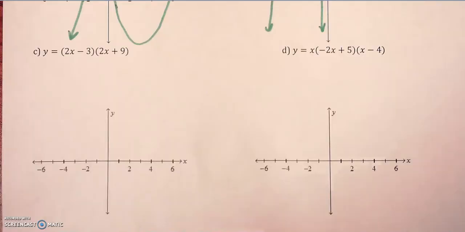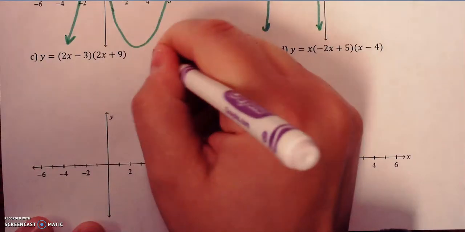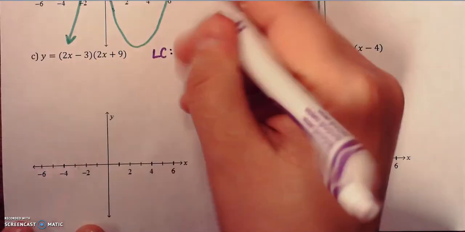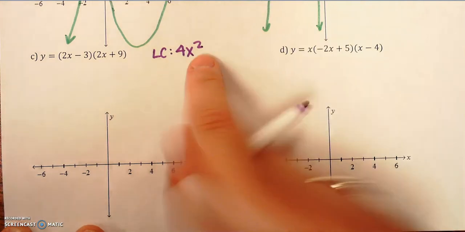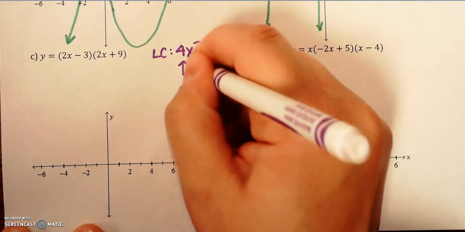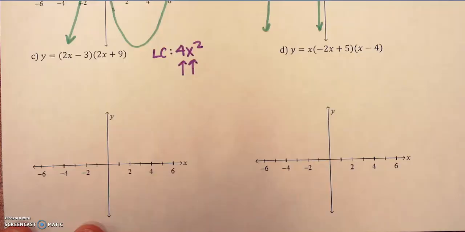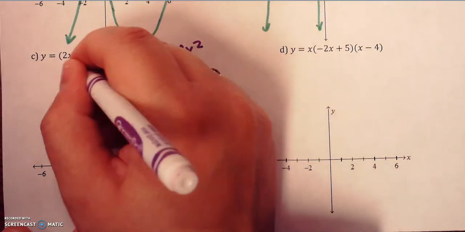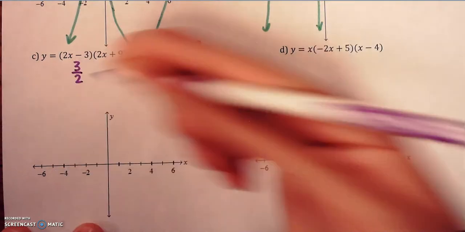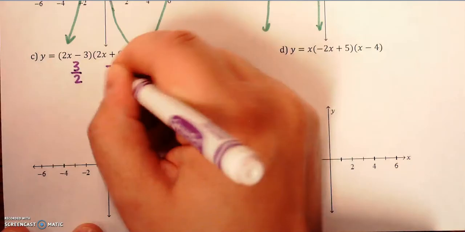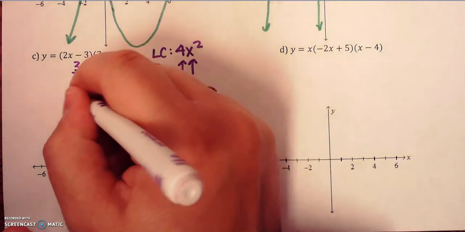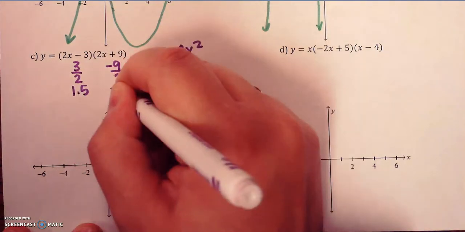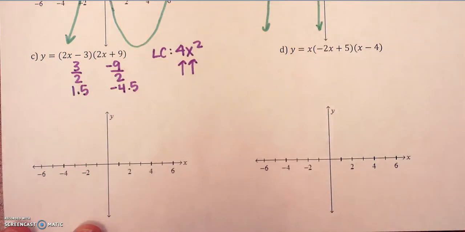Okay, now the leading coefficient here would be 2x times 2x, which is going to be 4x squared. So this is positive, this is even. We should point up and up. And we're just going to determine the zeros here real quick. Here I would add 3, divide by 2. Here I would subtract 9, divide by 2. A little bit better of a ballpark here. This is 1.5 as a decimal, -4.5 as a decimal, if that helps.